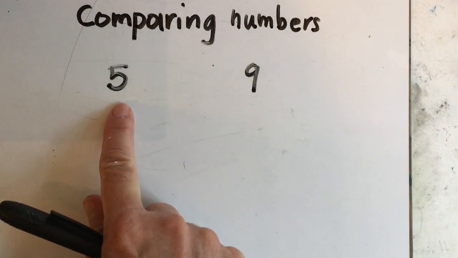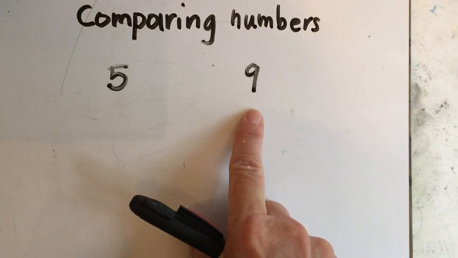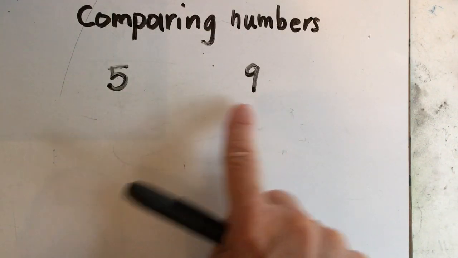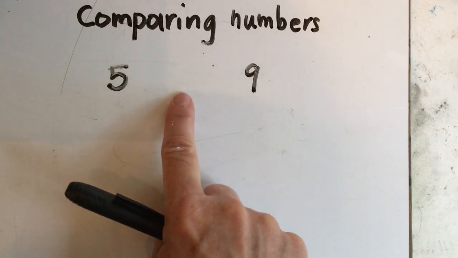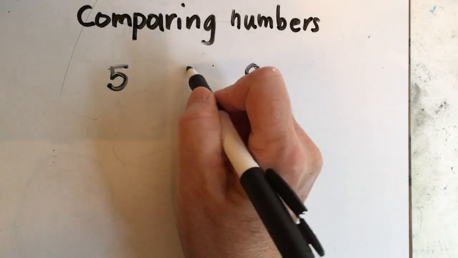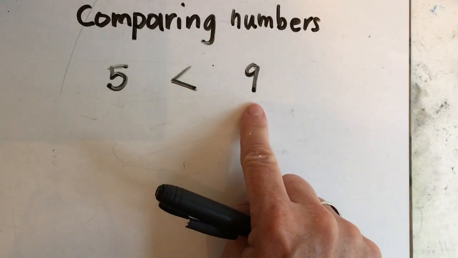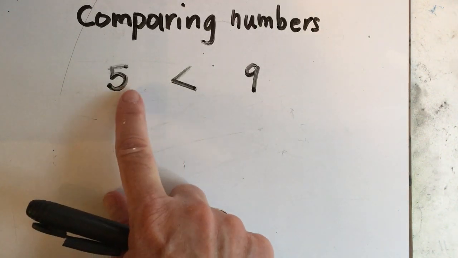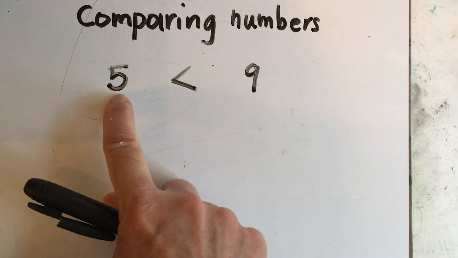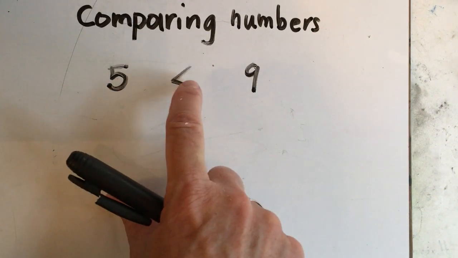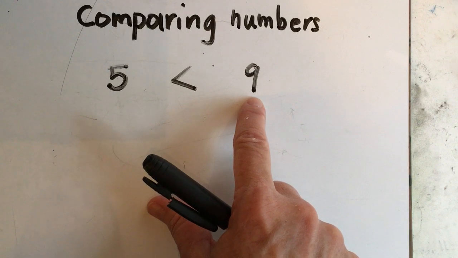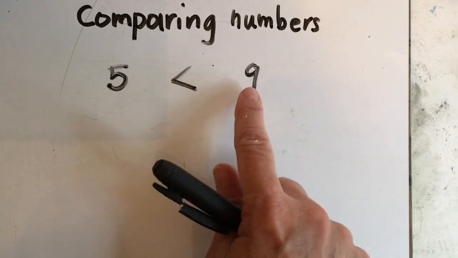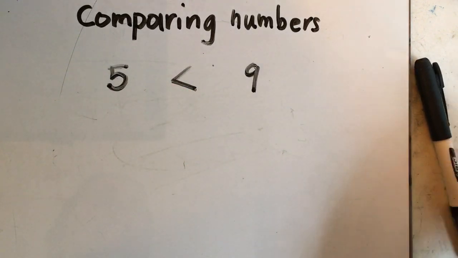Okay, I've got 5 on this side and 9 over here. So what symbol am I going to put in between so I can read this sentence? 5 is, yes, less than 9. Good. I want you thinking about the way that's pointing. That little point, smaller number, that open side is at the larger number. Good. So read this sentence to me. Good. 5 is less than 9.